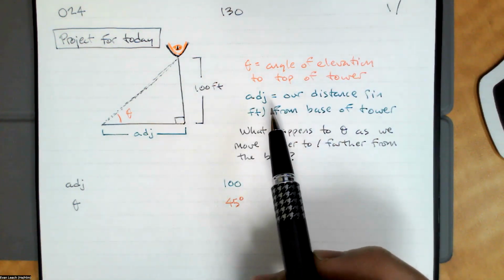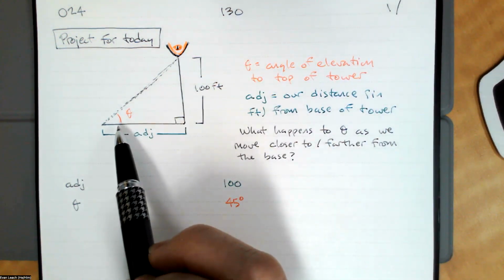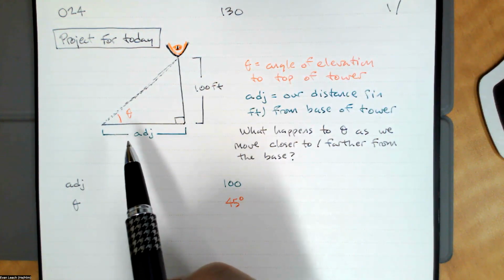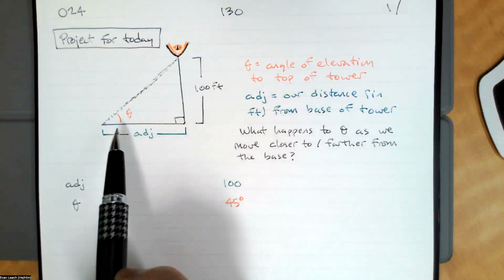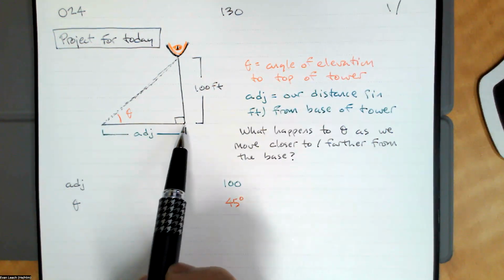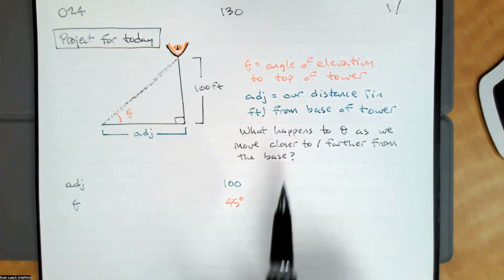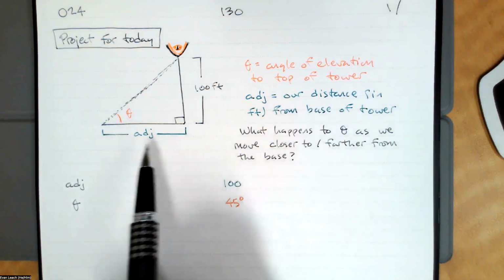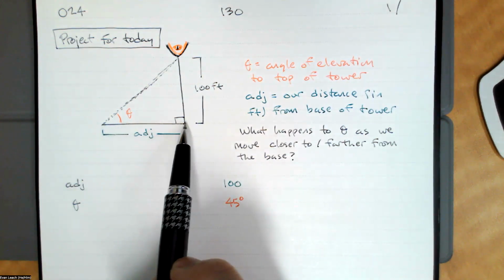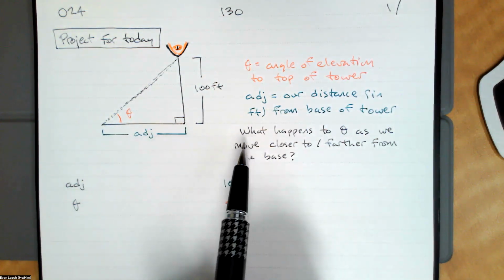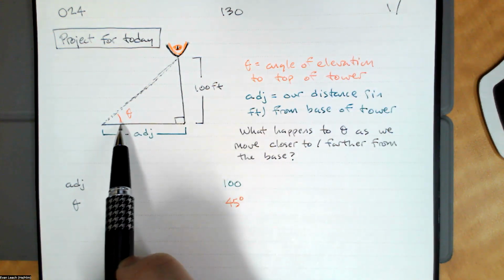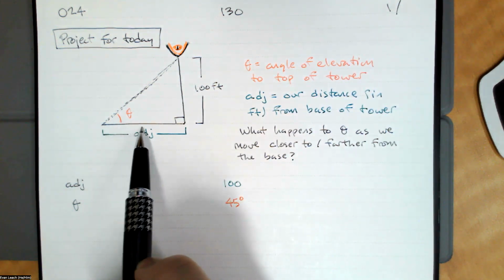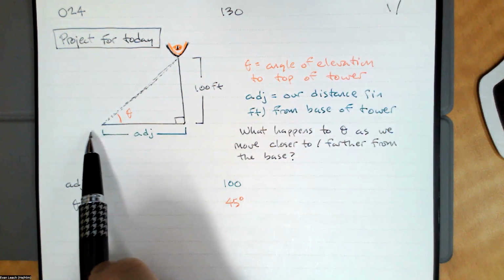So the measurements that we have are theta, which is going to be our angle of elevation to the top of the tower. Angles of elevation are always measured from the horizontal up to the thing that you're looking at. Our adjacent side is going to be the distance in feet that we're standing from the base of the tower. We're interested in figuring out what happens to theta as we move closer to the base or farther from the base.